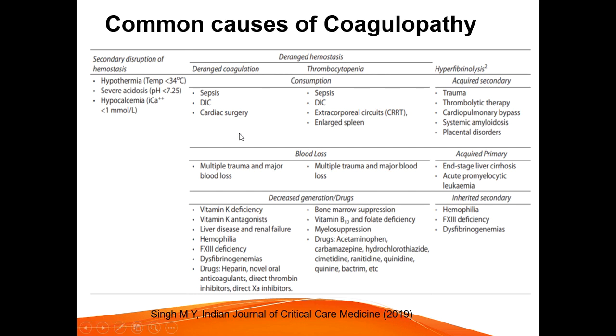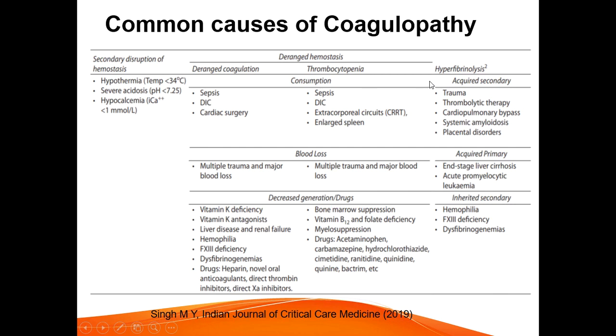If there is a severe blood loss, whether traumatic, surgical, or obstetric, there is an increased risk of coagulopathy in the patient. And also if there is decreased generation or drugs, like vitamin K deficiency, if the patient is on vitamin K antagonist, or liver disease. So many of our patients who are admitted in ICU have liver disease, hemophilia, and drugs. Always look at the drugs like heparin, novel oral anticoagulants, direct thrombin inhibitors, direct Xa inhibitors. These all predispose the patient to deranged coagulation, meaning derangement in PT, PTT, fibrinogen level. About the platelets, we'll discuss subsequently.